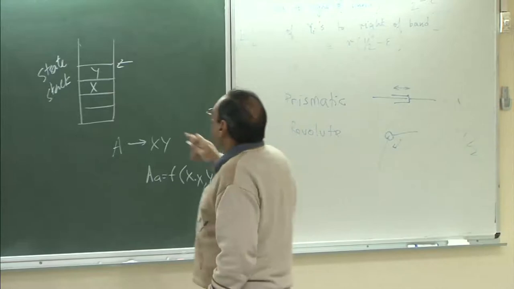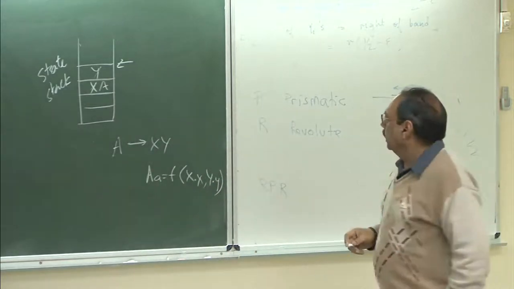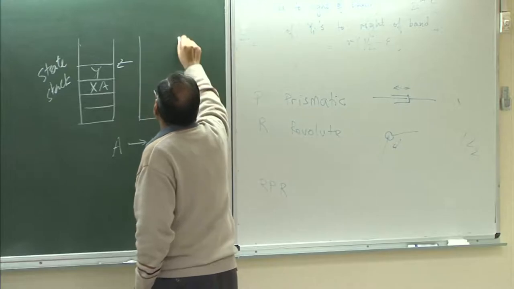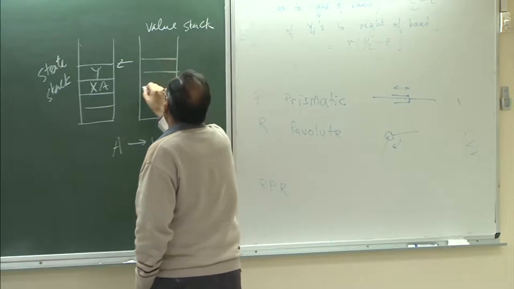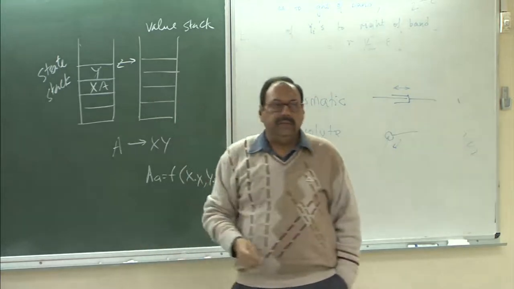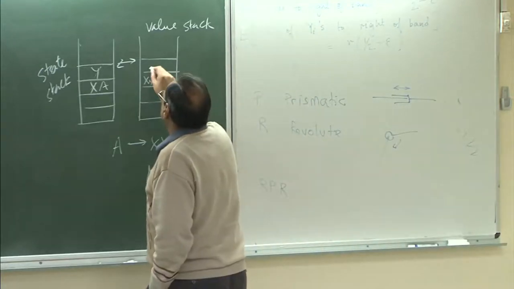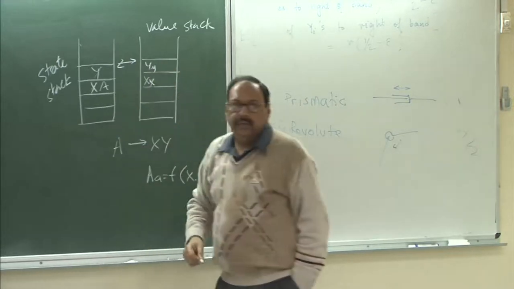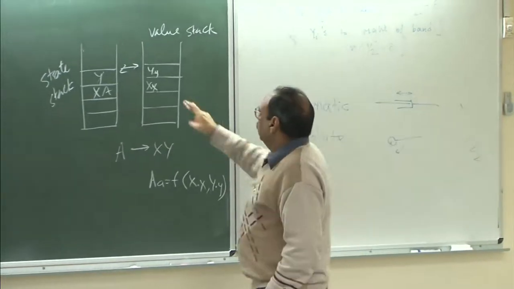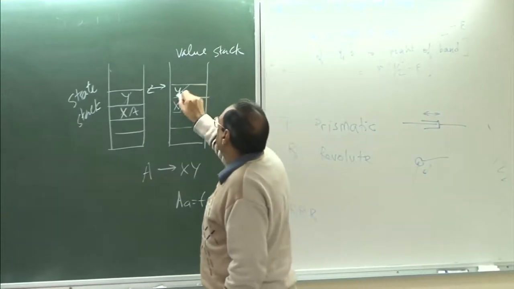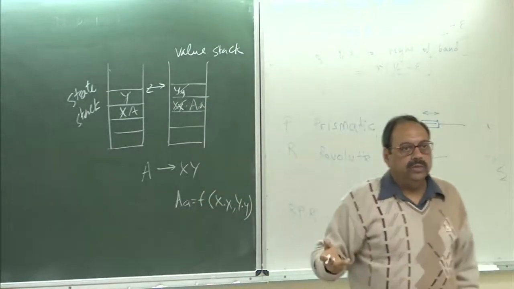And after reduction, I'm going to pop these two symbols and I am going to push A on the stack. Now suppose in addition to the state stack, I also have what we know as a value stack. So I am now looking at the implementation, and corresponding to every symbol, I can have a value and a state in the same stack pointer. That means attributes of X and attributes of Y can be kept here before reduction. Now when I do reduction, I need to take these two values and compute A using this function, and then after reduction I just push the attribute of A on the stack, which is the value stack.